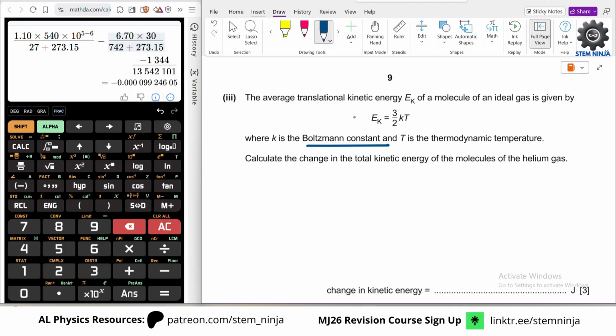That means we need to multiply the number of particles with it. So we don't know N yet. One thing you can do is find out N from the state equation, PV = NkT. So you can find out N first by doing PV over kT, and then use that to figure out N times EK, so 3/2 NkT.